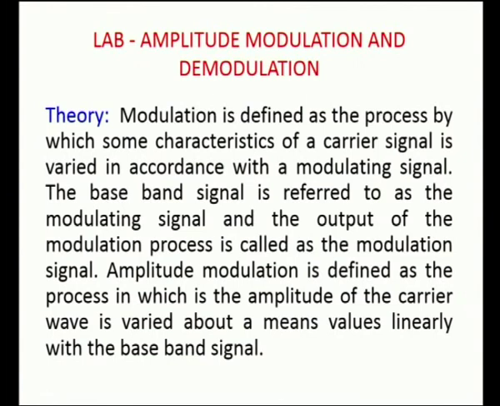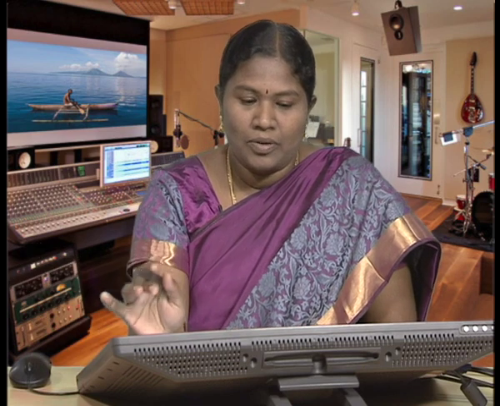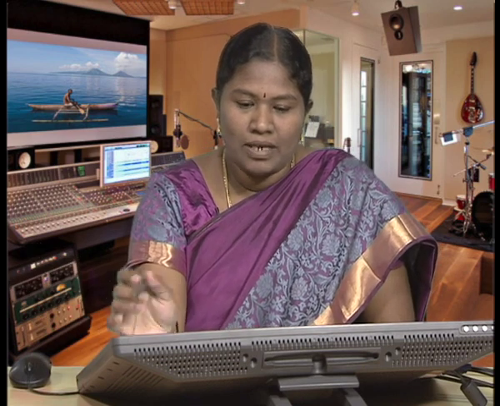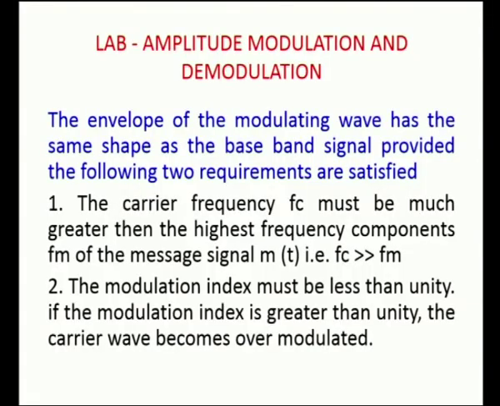So, after the theory, continuing where we have just defined what is AM modulation, we continue with the envelope of the modulating wave has the same shape as the baseband signal, provided it satisfies two requirements. The first requirement is the carrier frequency must be much greater than the highest frequency component of the message signal. So, you are going to select two signals, one as the message, other as the carrier.